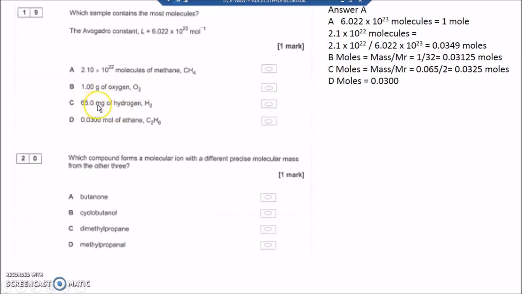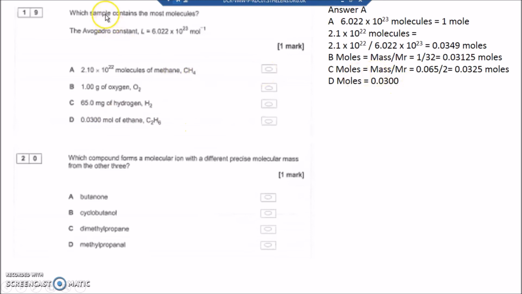In C, I've got milligrams of hydrogen. Well, I can do the same thing, milligrams into grams. If I'm going from a small unit like milligrams into a large unit like grams, then I divide by 1,000. 65 divided by 1,000 is 0.065, so that's the mass in grams. Moles is the mass in grams, 0.065, divided by its MR. Hydrogen, there are 2 H's, each with a mass of 1, so that's an MR of 2, giving 0.0325 moles. And the last one, it just tells me the number of moles.